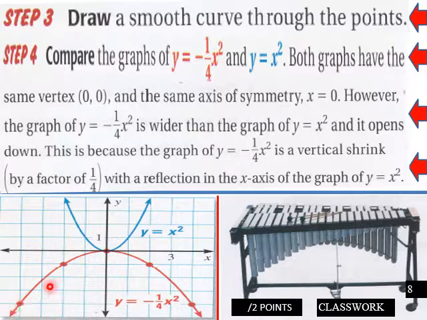The curve is more open. The parabola is more open rather than this, because this has a coefficient. It makes the slope of the parabola steeper, whereas if it's less than 1, it flattens out the curve.